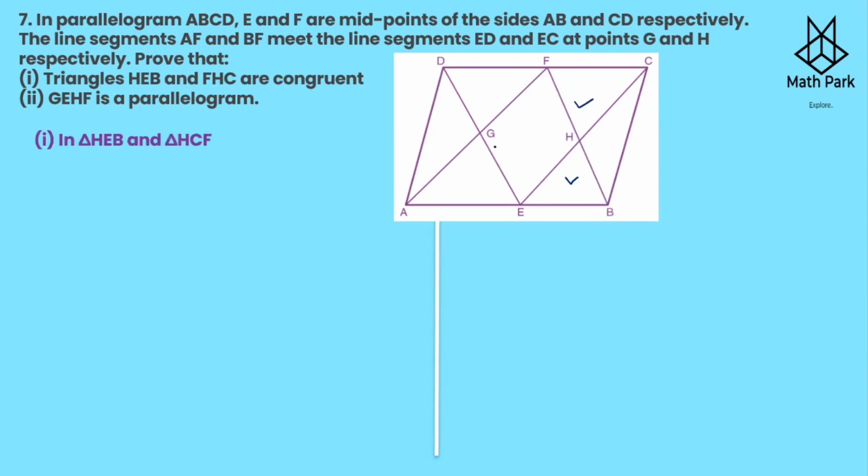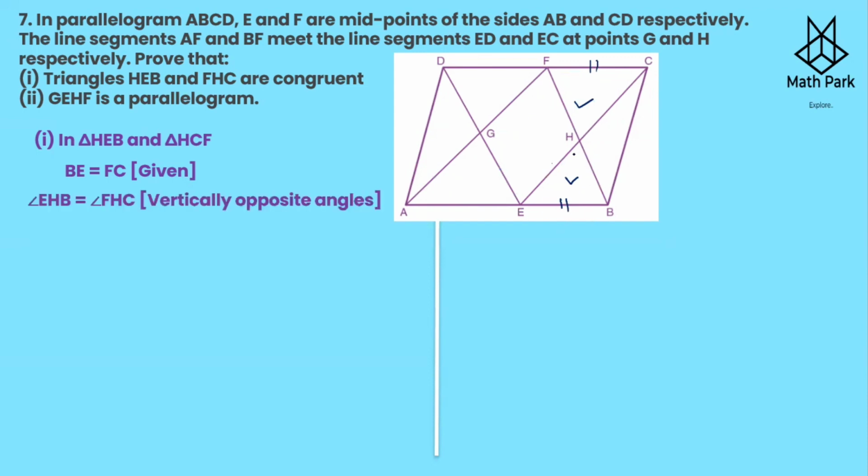So in these triangles HEB and HCF, we have BE is equal to FC, given. Why given? Because AB and DC are the opposite sides of the parallelogram, and E is the midpoint of AB and F is the midpoint of DC. So their halves are equal. Therefore, you get BE is equal to FC.